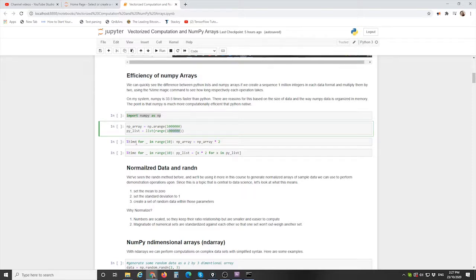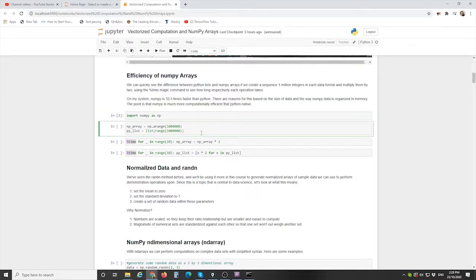Now we're going to use the time magic function in order to multiply these. Now we're going to multiply the NumPy array by a factor of 2, and then we're also going to multiply the Python list by a factor of 2. So again, these also are congruent operations, and this magic function is going to tell us how much time it takes to do that. So let's make sure we have NumPy available.